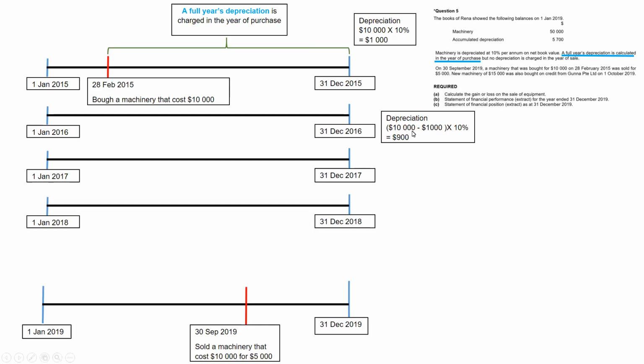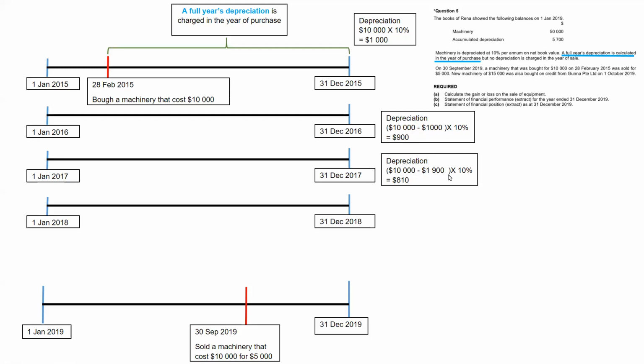So I continue for the year 2017. Again, we use the same formula. The cost price remains the same, 10,000, but the accumulated depreciation by then will not be 1,000 anymore. It will be 1,900. So how do I get this 1,900? It is from the year one depreciation plus the year two depreciation added up. That becomes my accumulated depreciation.